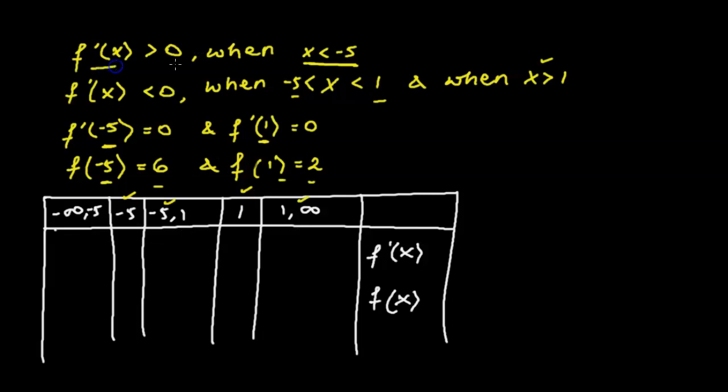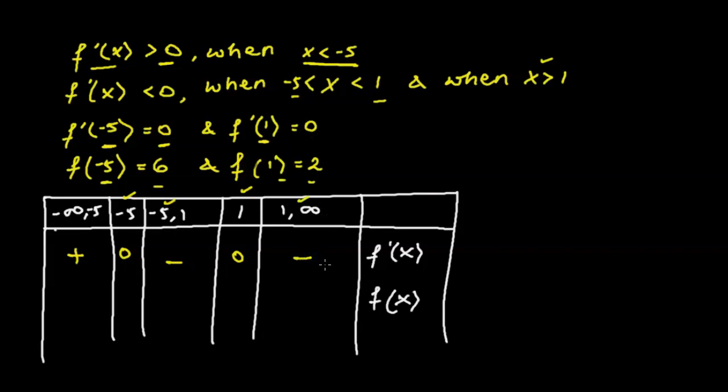We know the first derivative is positive in the interval from -∞ to -5. So positive means we're going to put a positive sign here. The first derivative is 0 at -5. From -5 to 1, it's negative. And it's 0 again at 1, and then from 1 to +∞, it's negative again.